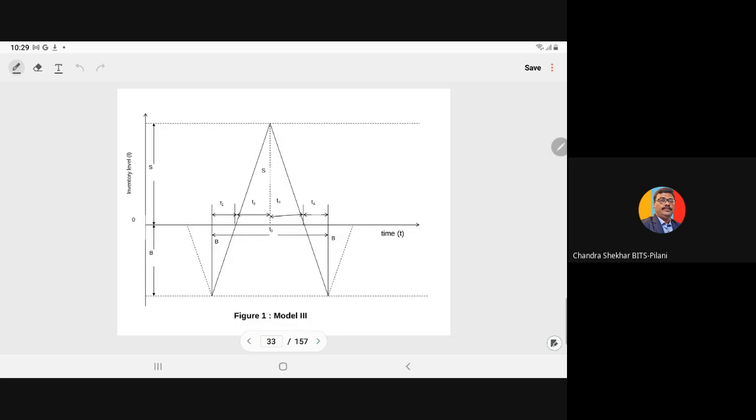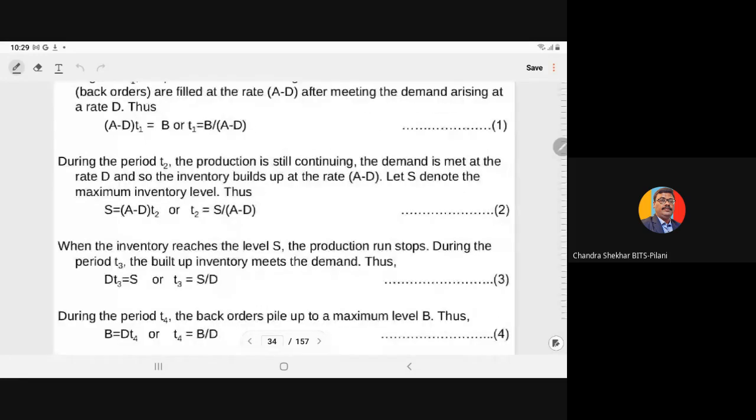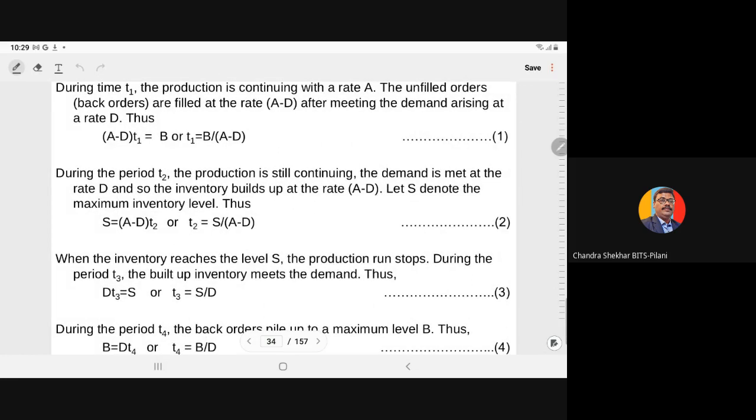So here I have explained this graph. Now, during T1, what will happen? There is a production with the constant rate A, and at that time we will satisfy the unfilled order. It means we satisfy the shortages. The unfilled orders, back orders, are filled with the rate A minus D after meeting the demand arising at the rate D.